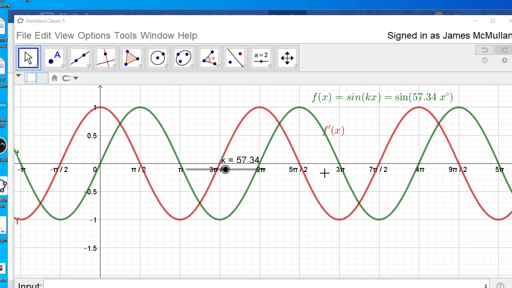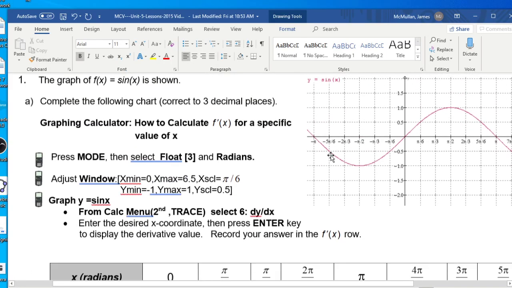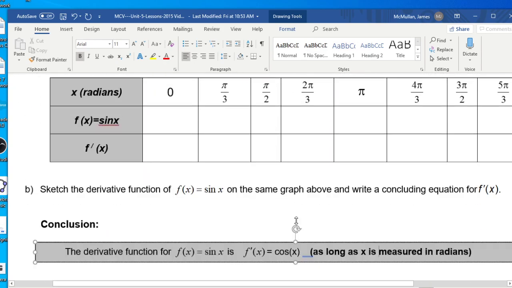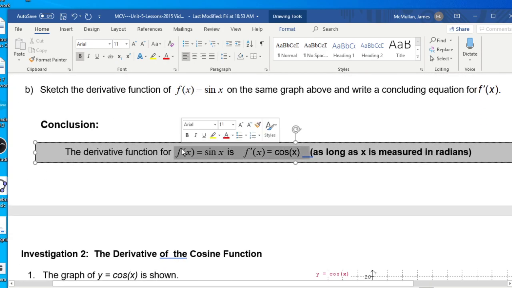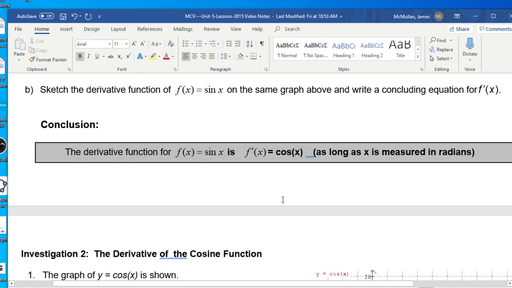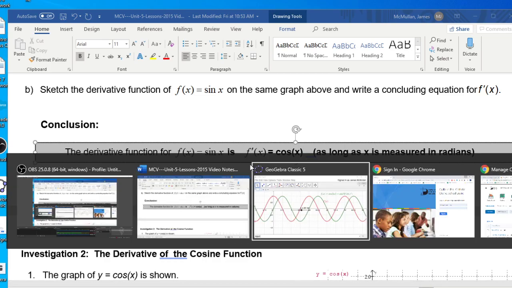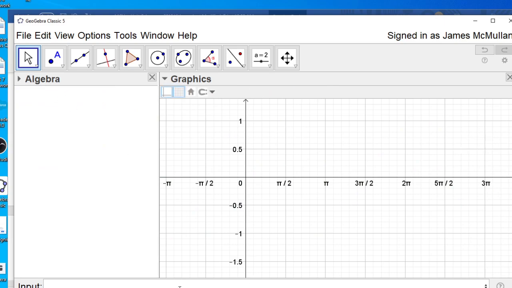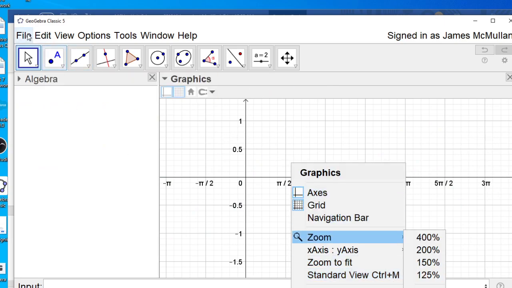So all you really need to know about this is, why do we not use degrees in calculus? The answer is, if it's measured in radians, then this statement here is true. If you're not doing it in radians, if you're doing it in degrees, then look at what GeoGebra says is your derivative. So let's just go back and delete everything here. Just make a new one.